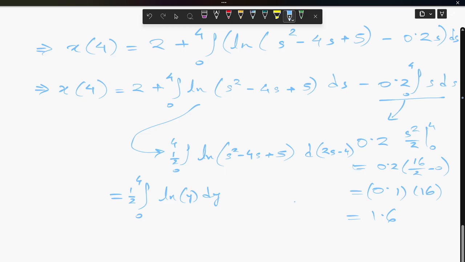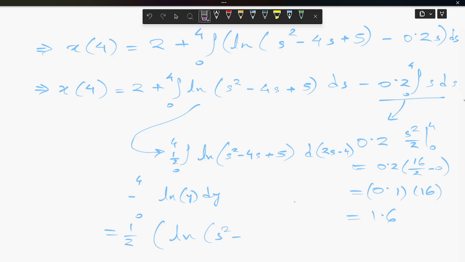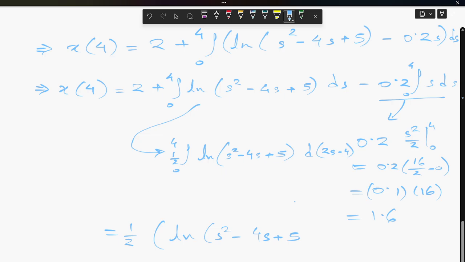So that will be, where is my cursor? Yeah, so that will be half into ln of a square minus 4s plus 5 into the whole thing, a square minus 4s plus 5 minus of a square minus 4s plus 5, and then we will get integral, the limits are 0 to 4.